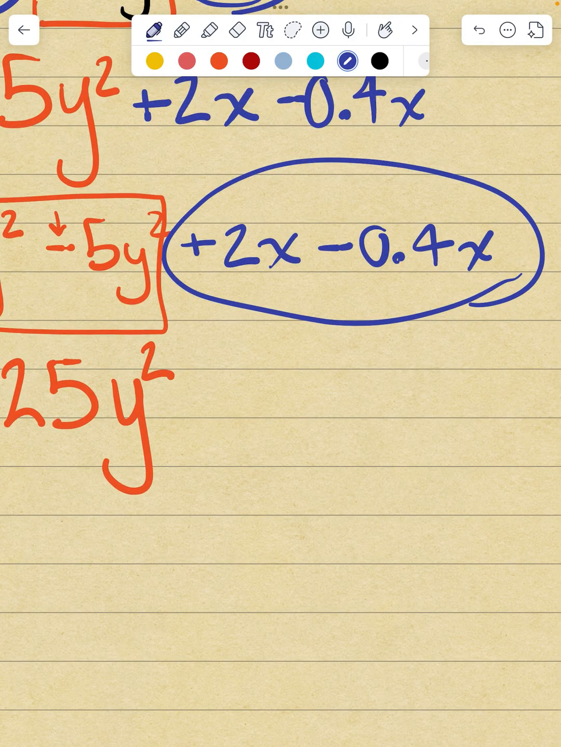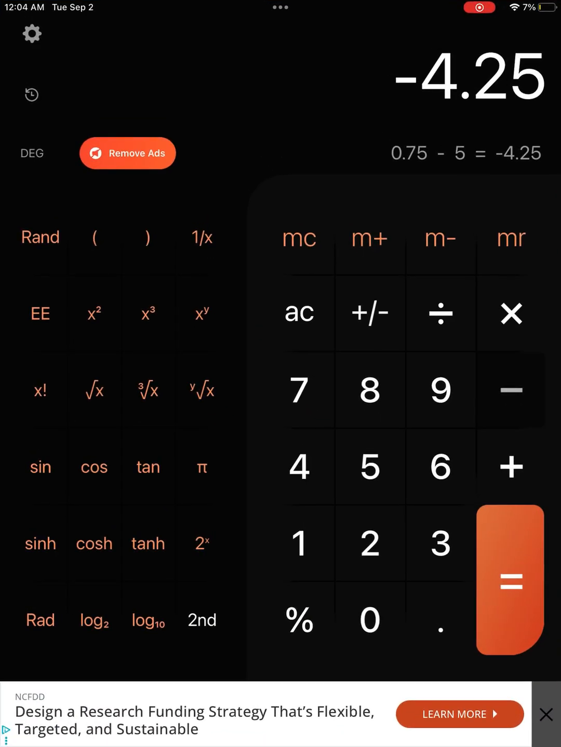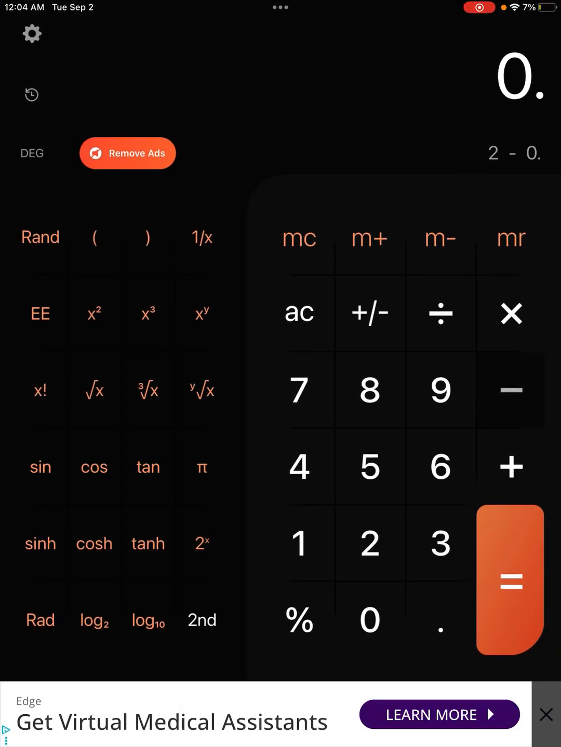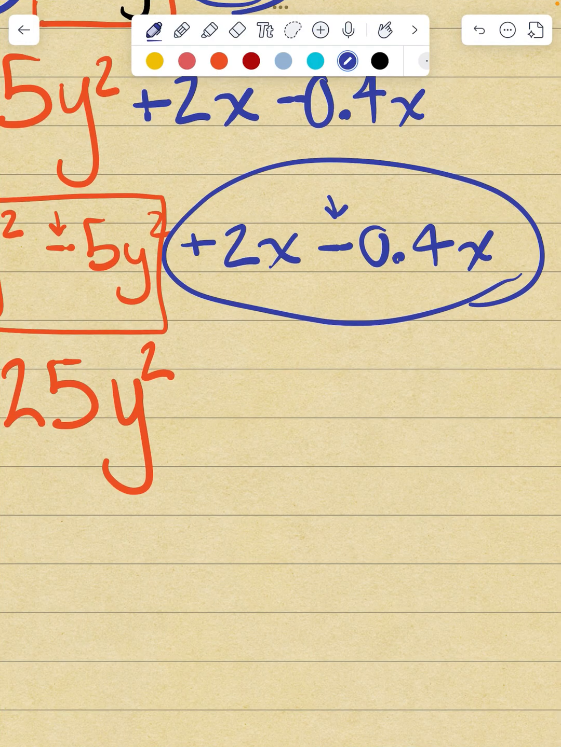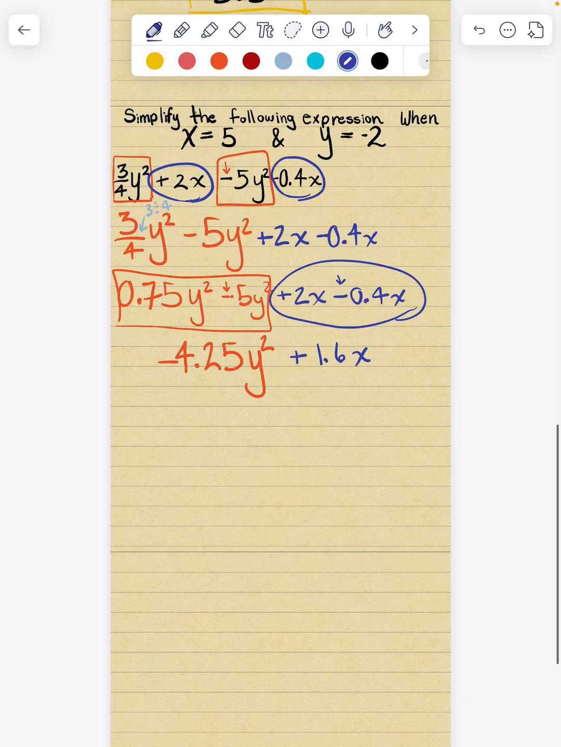Okay, now for the next part, we're going to do 2 minus 0.4, right? Again, we have this minus right here, so I'm going to do 2 minus 0.4. We get 1.6. So we get a plus, because it's positive, 1.6, and we can't forget our x. Now we are done simplifying, right? We've simplified, but now we need to go in and substitute for x and y.